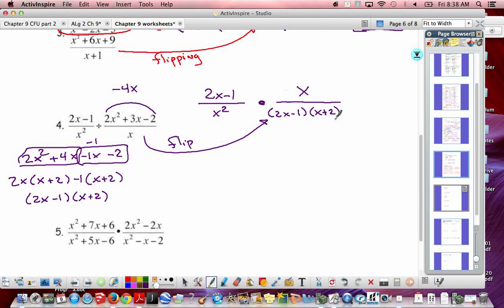So now, as I start to simplify, notice how 2x minus 1's cross out. An x will go into x squared, just x times. And so if I take a look in the top, it's all gone. In the bottom, I have x times the quantity x plus 2.